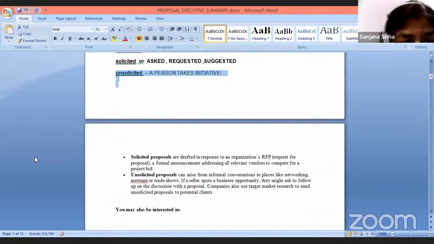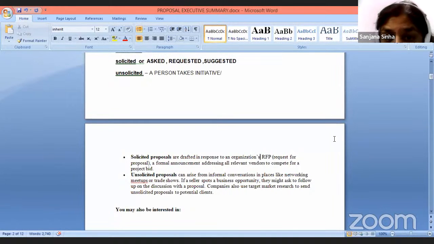Okay. So solicited, explained again, are drafted in response to an organization. You are responding to an advertisement, you are responding to an organization's request for proposal. The company has requested for proposal, RFP, a formal announcement addressing all relevant vendors to compete for a project bid. This is the company's project, and these are the things that the company has asked you, has sent a proposal. So this is solicited proposal. Yes, Manish.